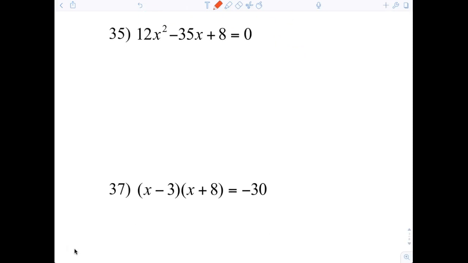Next, number 35. This one should be a little bit harder because 12 has possibilities. All right, it could be 4 and 3, it could be 2 and 6. But listen now. 4x and 3x. Now I want 35, right? What I'm trying to do is get you to see now 35 is kind of big. So I need 8 to go here.